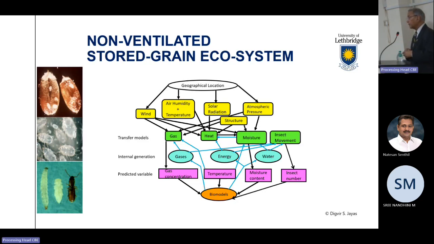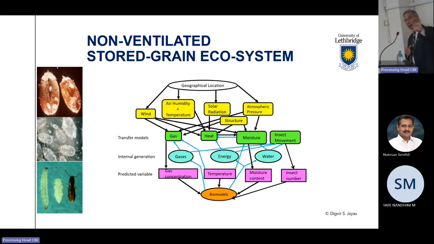Atmospheric pressure comes into play because if there is a sudden drop in the pressure, then to equilibrate, air has to move out of the structure. So there would be an air exchange between the surroundings and the grain. That's how atmospheric pressure comes into play. I already mentioned the structure material, but the shape of the structure would also have an effect, whether it's a circular, cylindrical, rectangular or square bin.